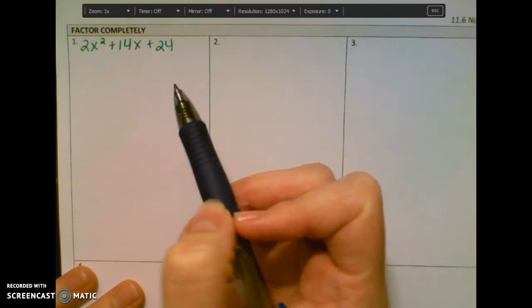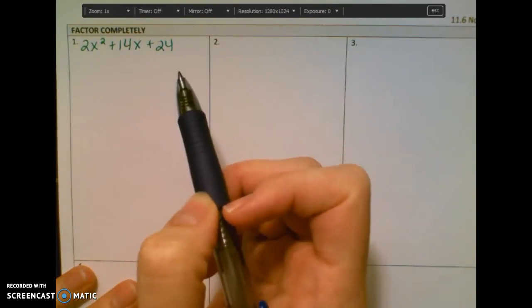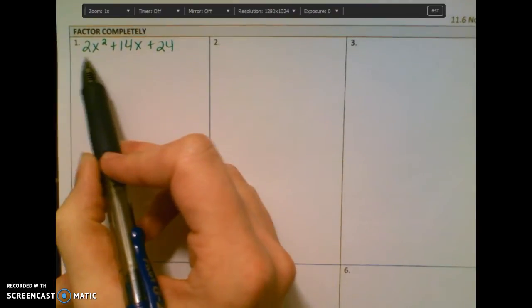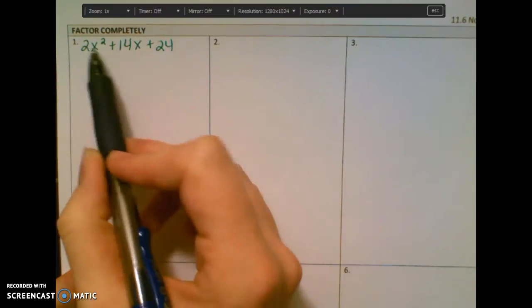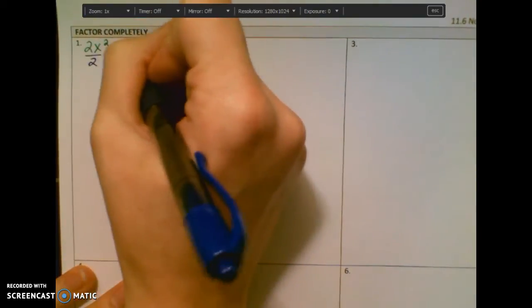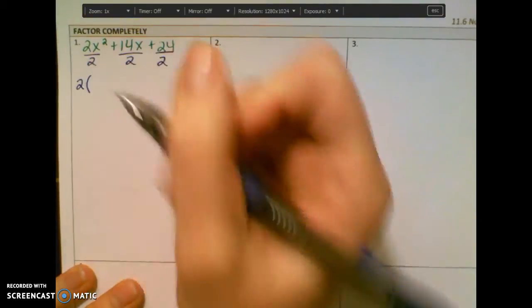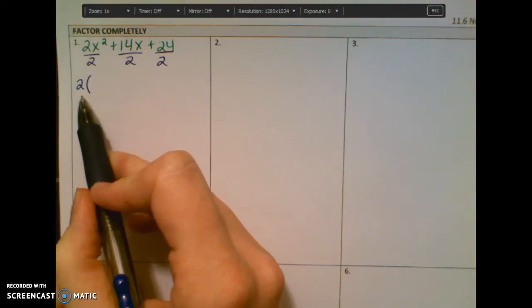If you need to, pause the video and write out the factors of each of them and find their common factor. But what I'm going to do is just go ahead and try one out. So I think that they are all divisible by 2. So I'm going to divide them all by 2. I think that that's my greatest common factor. So I know that I have a 2. That's where I put my GCF.